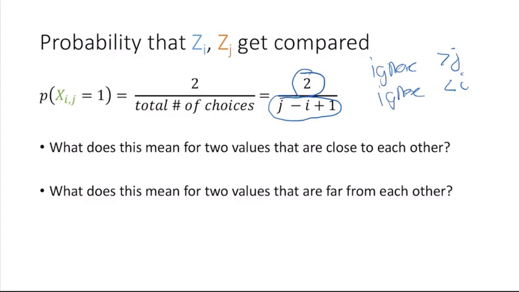So what does this mean for values that are close to each other? Well, if i and j are two values that are close to each other, we would have a smaller number in the denominator. So this is a higher chance that we compare them. For two values that are far apart, that's a lower chance that we compare them, which makes sense.